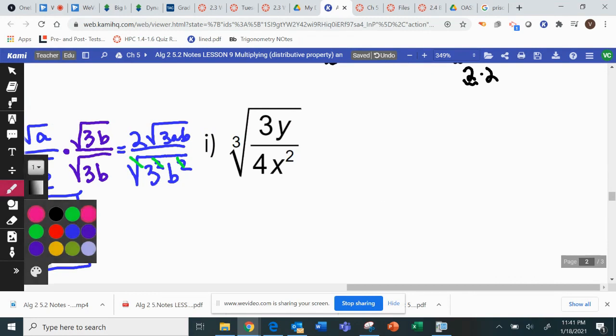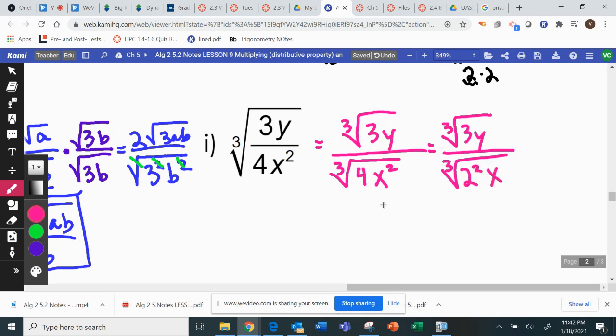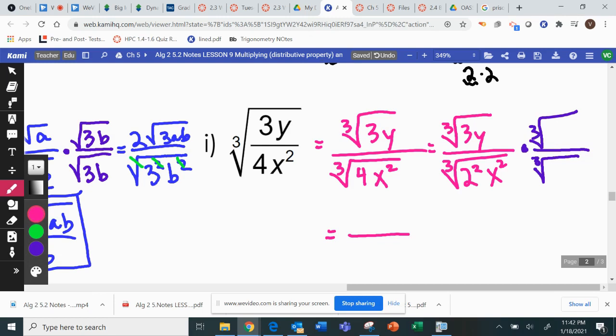All right. Cube root of 3y over the cube root of 4x squared. I'm going to change this 4 into a power. So I have the cube root of 2 squared x squared. Now, I'm going to multiply by a value of 1. It's going to be cube root. And then after I multiply, I want to have in the denominator the cube root of 2 to the third x to the third. That's what I want when I'm done.